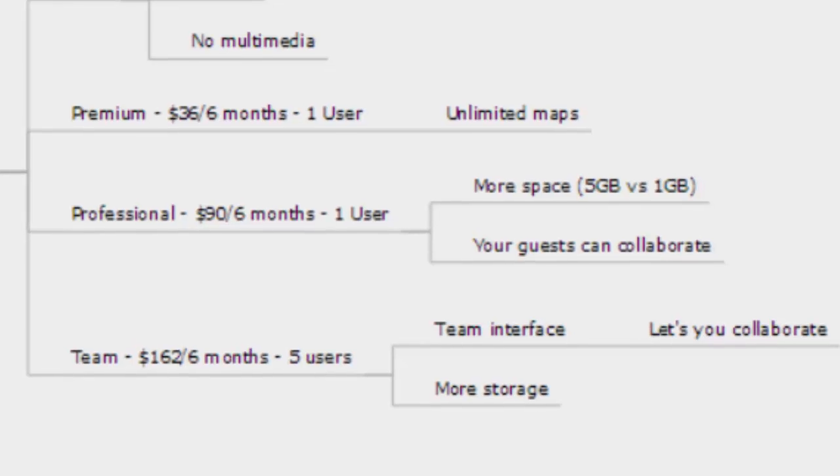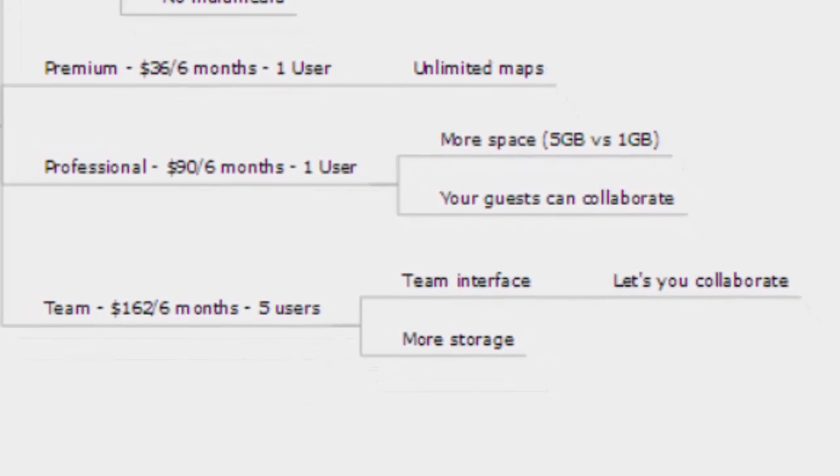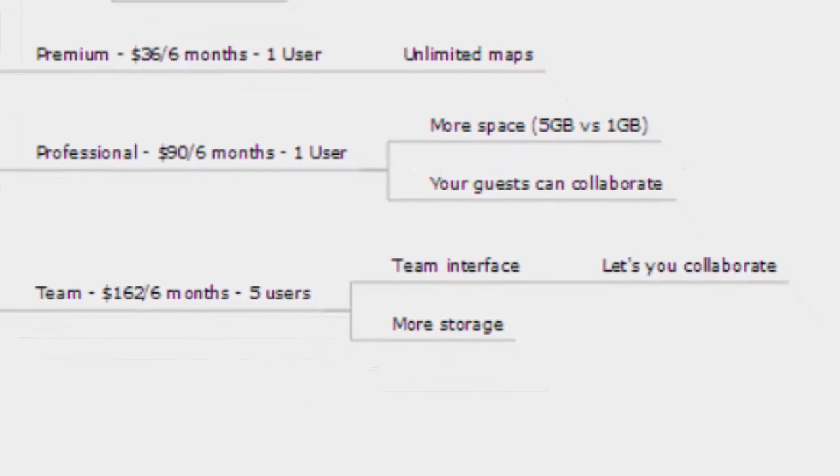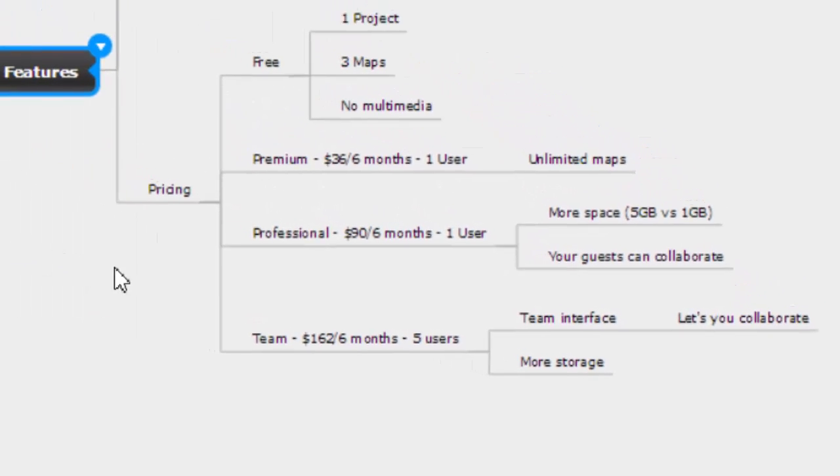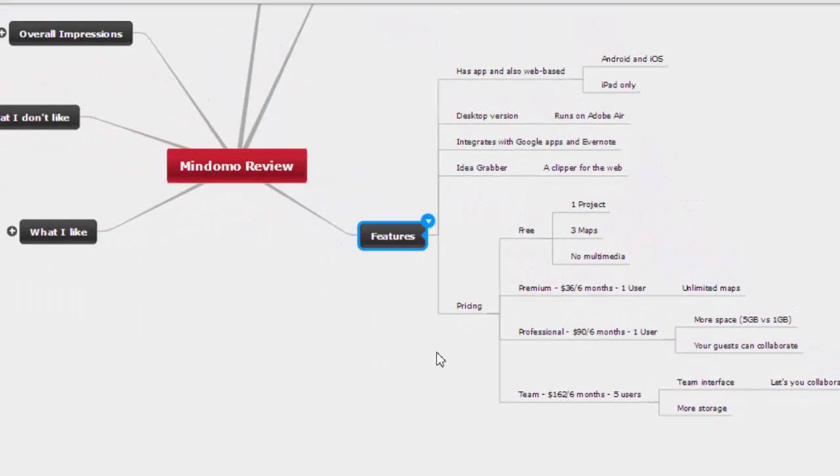The team level takes things one step further. $162 for 6 months, giving you 5 users. That's actually not too bad because it gives you a team interface, which means you can all be working on the same visual maps as you go. Good for collaboration, and they give you more storage and a couple of other things as well. So definitely lots of options. I don't want to spend too much time on price, and you can decide whether it's going to be good or not for you.